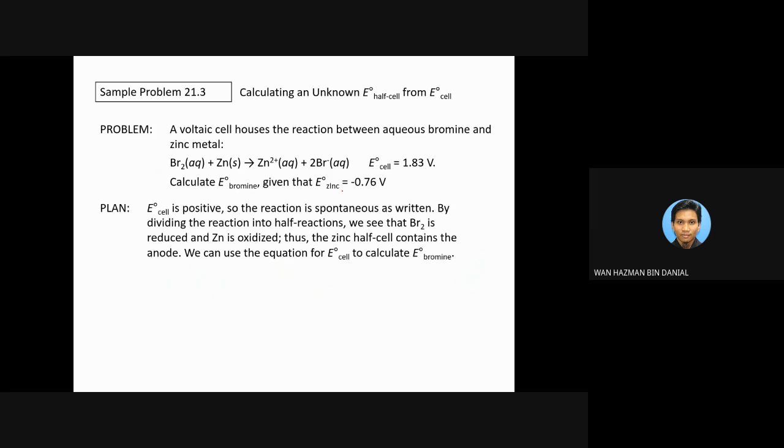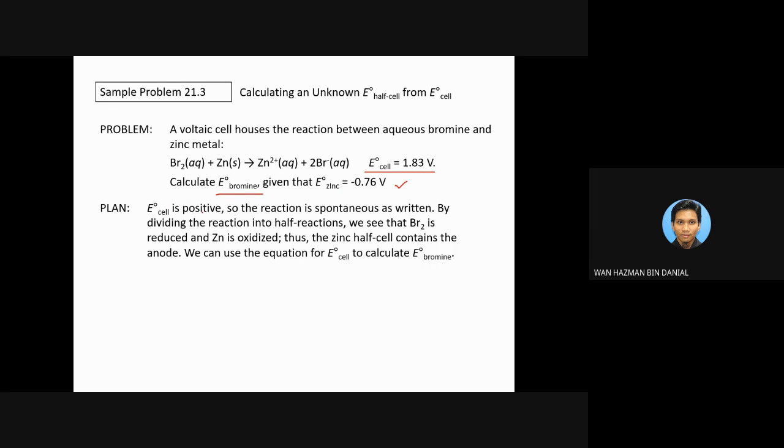Okay, let's look at this problem. A voltaic cell houses the reaction between aqueous bromine and zinc metal. The question is to calculate E bromine, given that E zinc is equal to negative 0.76. Looking at the information, we have E naught cell, which means the difference between bromine and zinc. Zinc is given, and we are asked to calculate E naught bromine.